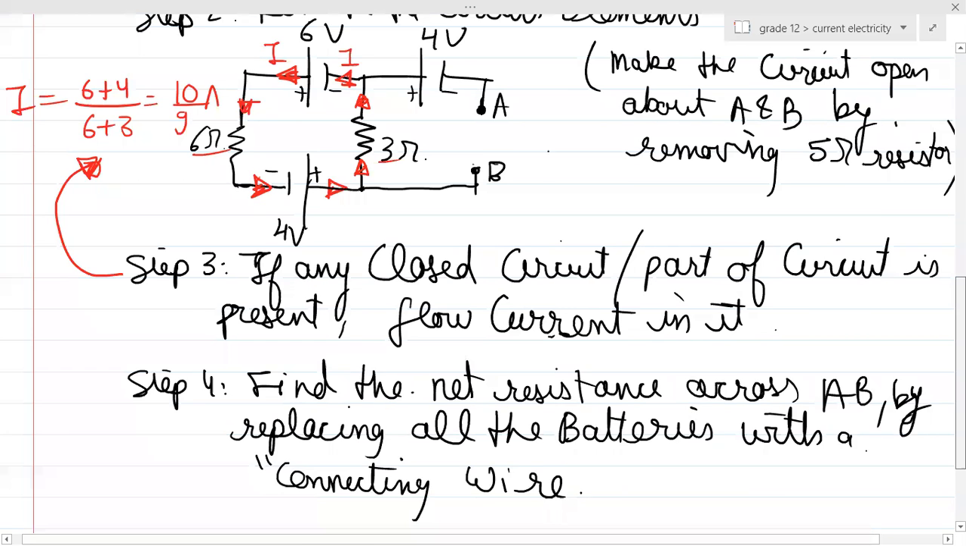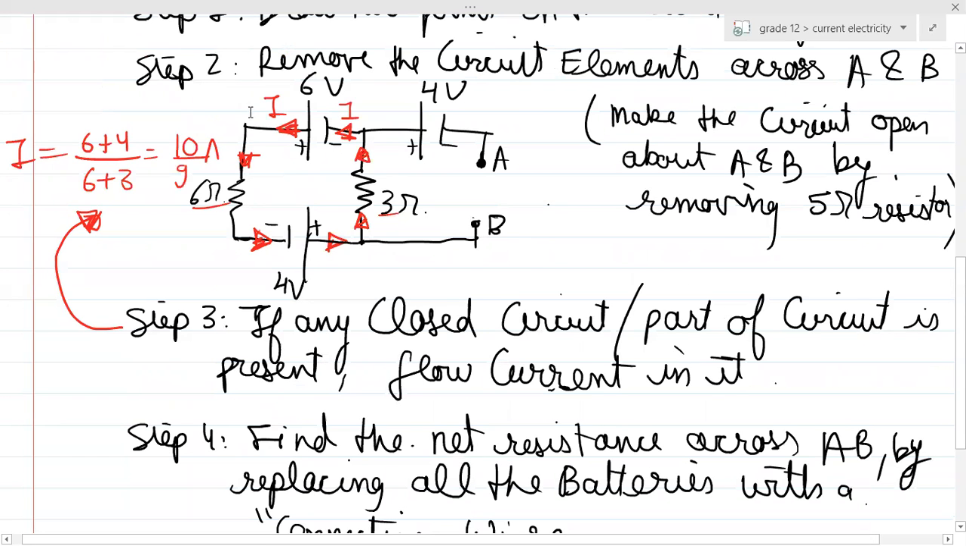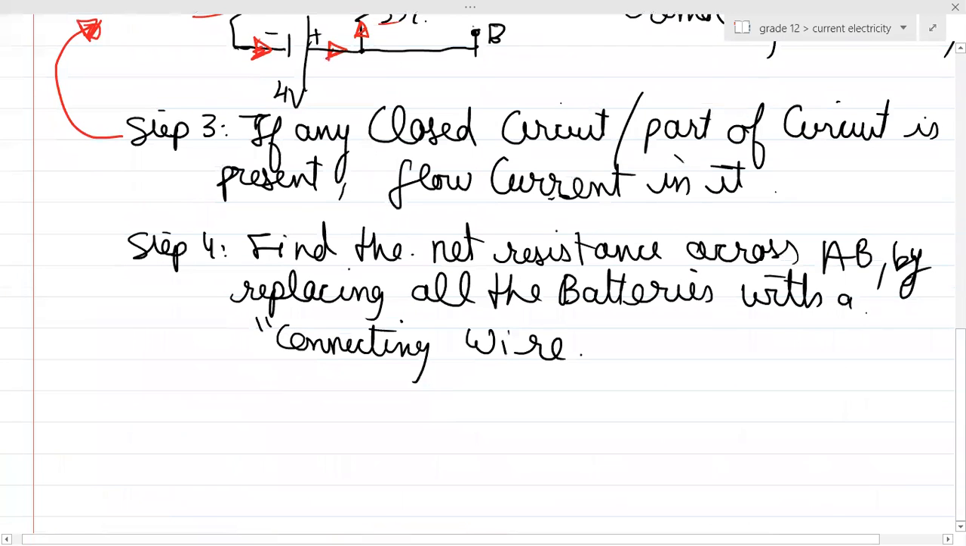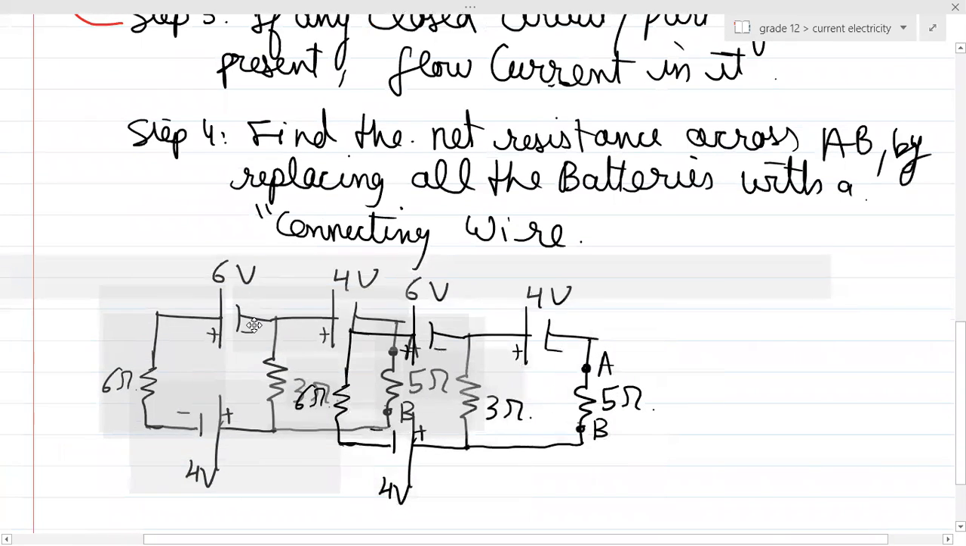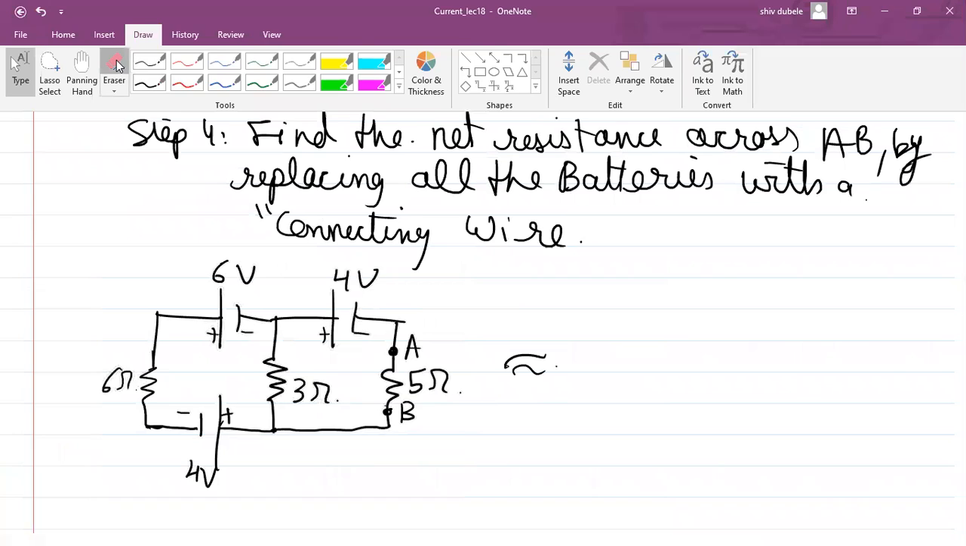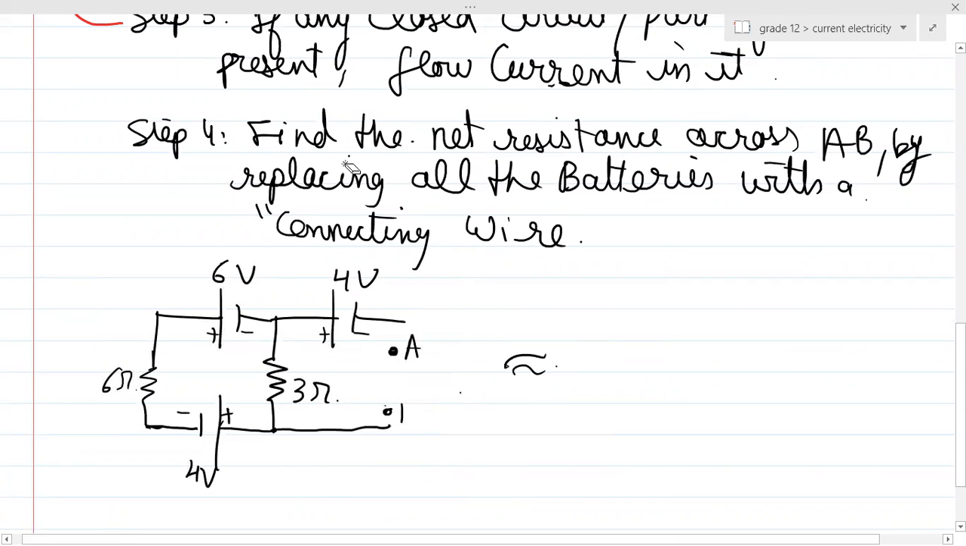Okay, so basically what will you do once you have found the current and all, you'll just go back to the initial circuit. Can you see this circuit? Control C. You'll go back to the initial circuit, not from step 3. So basically step 4, what will you do? This thing, and there was no 5 ohm resistor as well. So 5 ohm resistor is not there. 4-volt battery is not there.